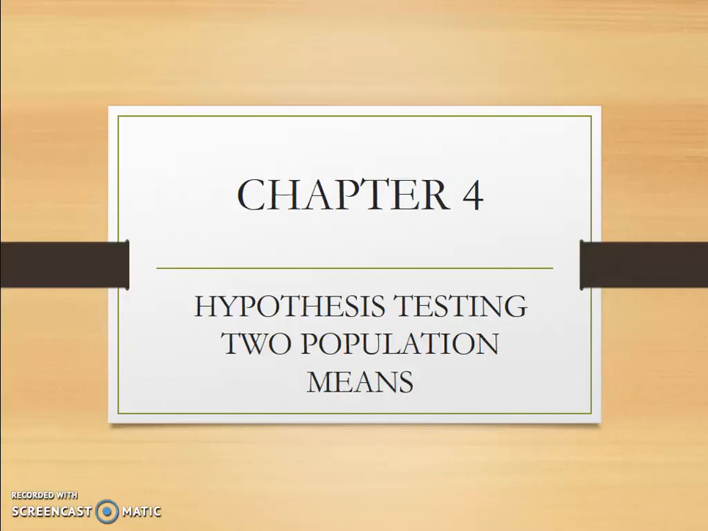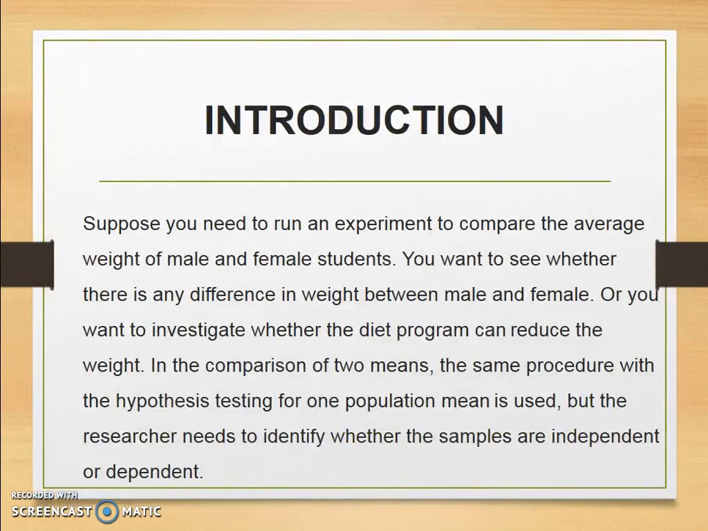Hypothesis testing of two population means. Suppose you need to run an experiment to compare the average weight of male and female students. You want to see whether there is any difference in weight between male and female, or you want to investigate whether the diet program can reduce the weight.